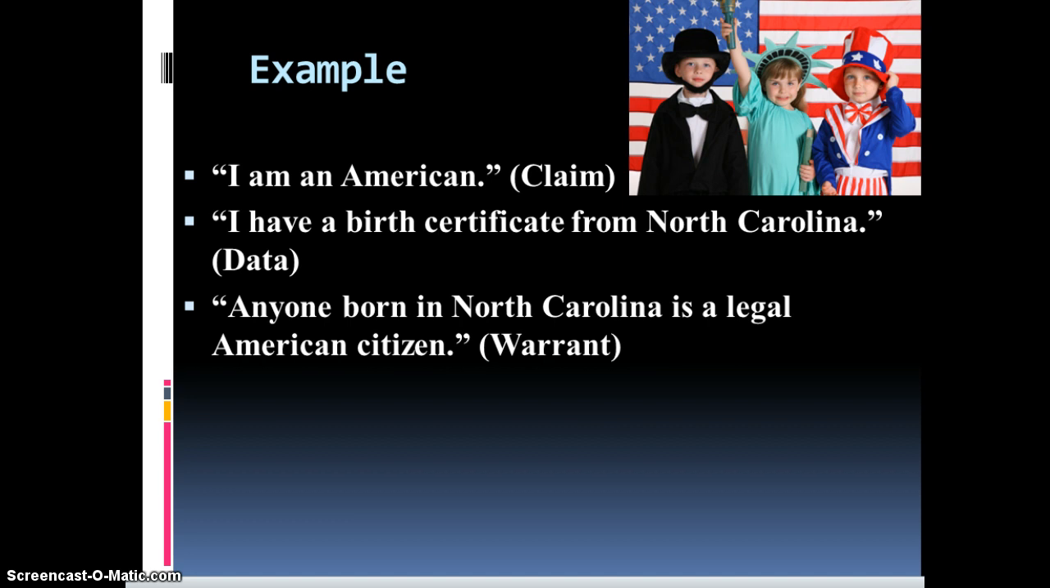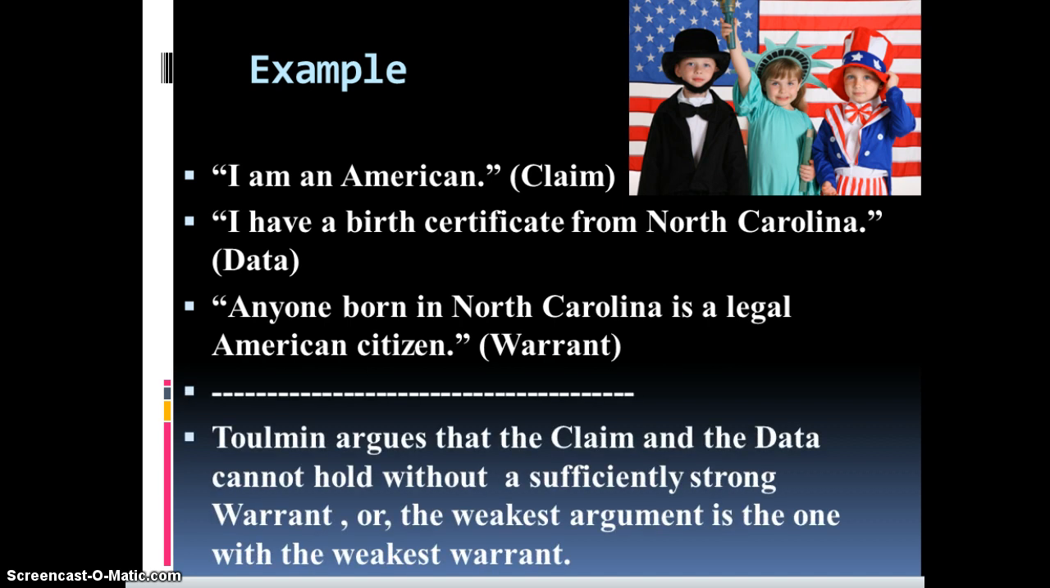So here's how the Toulmin method works, and here's how pretty much any supporting paragraph should work. We have a claim, and in this case, I'm trying to prove to you that I'm an American. What's my data? Well, I have a birth certificate, a nationally recognized document, from a state in the country. And so what can we conclude from that is, okay, anyone born in North Carolina is a legal American citizen. That's my synthesis. That's how I can synthesize the claim and data together. That's the whole purpose of this argument. And so what Toulmin argues is that the claim and data cannot hold without a sufficiently strong warrant.